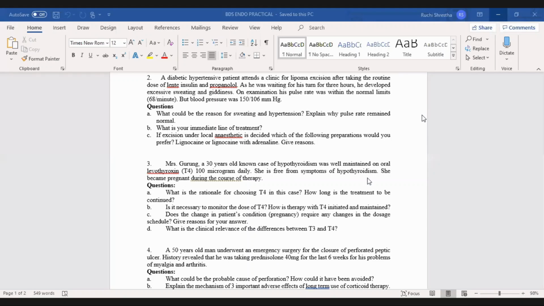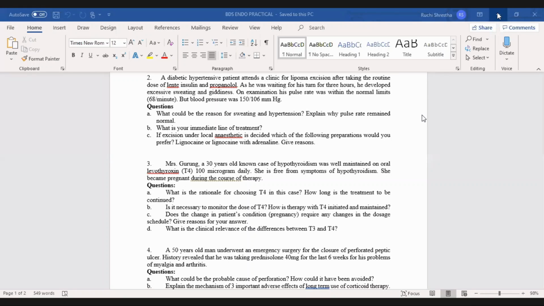Yes, because the patient is pregnant, a higher dose of T4 is needed because during pregnancy both the fetus and the mother need a high level of iodine. What is the clinical relevance of the difference between T3 and T4? You have already mentioned T3 and T4, Santosh. Thank you, Santosh. Thank you, ma'am.